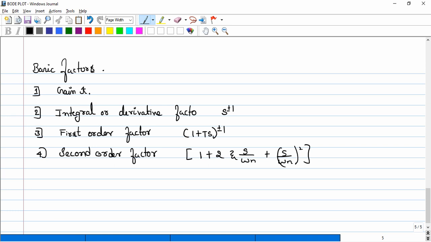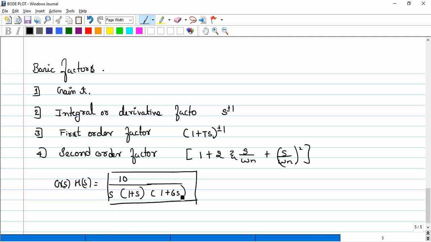So what are these factors in your problem? For example, if I represent my first problem in the Bode plot, you can see that G(s)H(s) is equal to 10 by s into (1 plus s) into (1 plus 6s). Now this is the given problem. For this you need to represent the Bode plot, comment on the stability, and identify the gain margin and phase margin. This will be the problem statement.